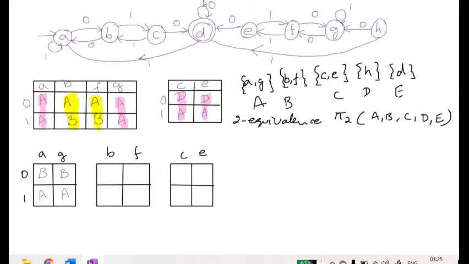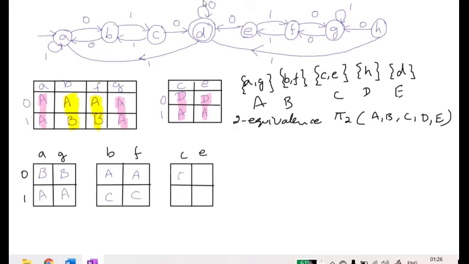B on 0 it is moving to the state A and A belongs to capital A. B on 1 it is moving to the state C and C belongs to capital C. F on 0 it is moving to the state G and G belongs to set A. F on 1 it is moving to the state E and E belongs to the set C.